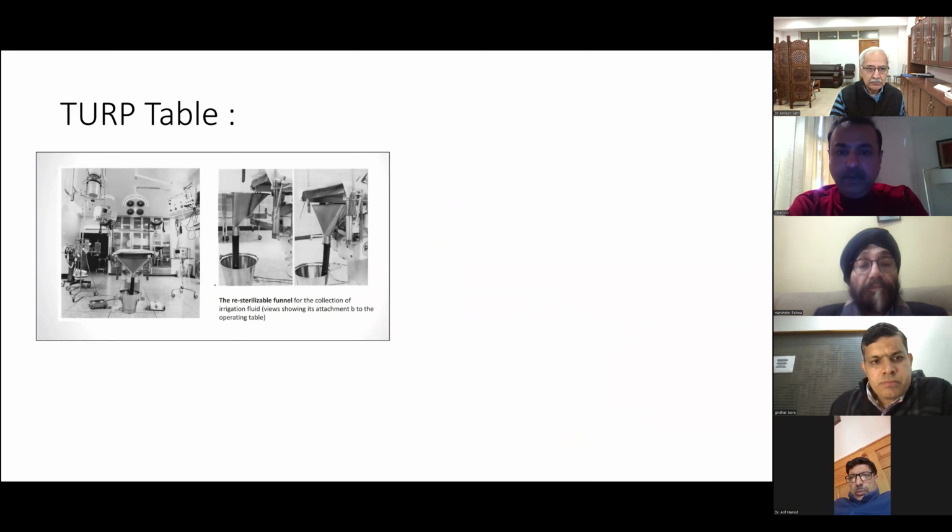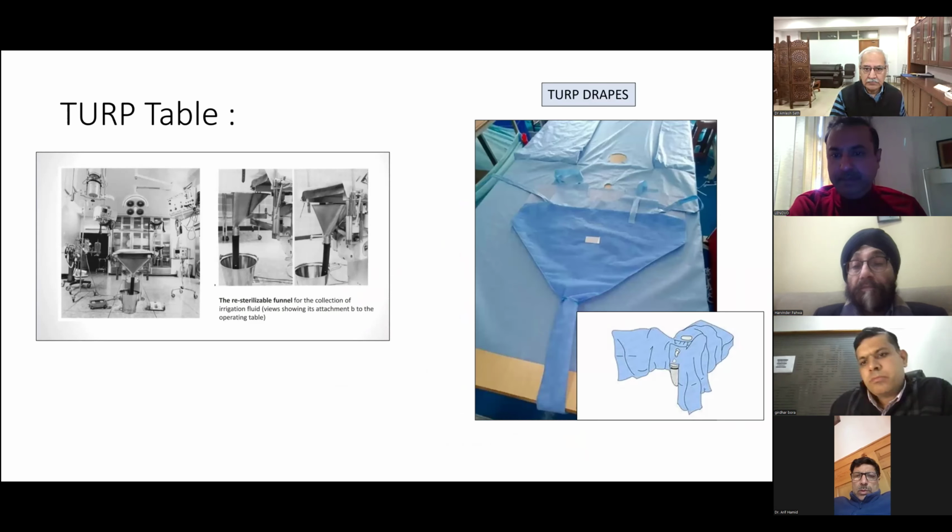But these are no more used. This is the TURP drapes which we are using, which can cover the patient very nicely. A single drape will take care of everything. It will give you an access for a DRE just in case you want to do it. The penis is in front of you, and there is a channel which goes directly into the drain.